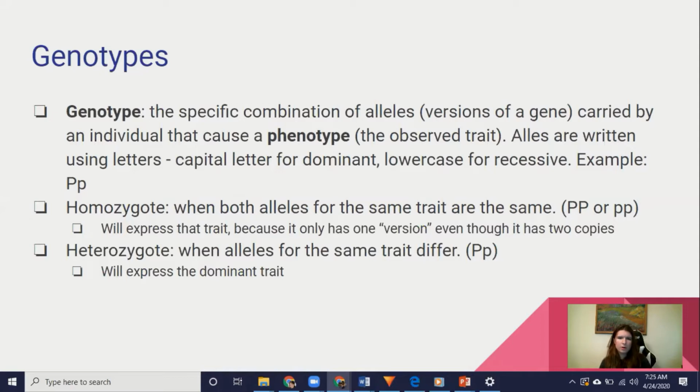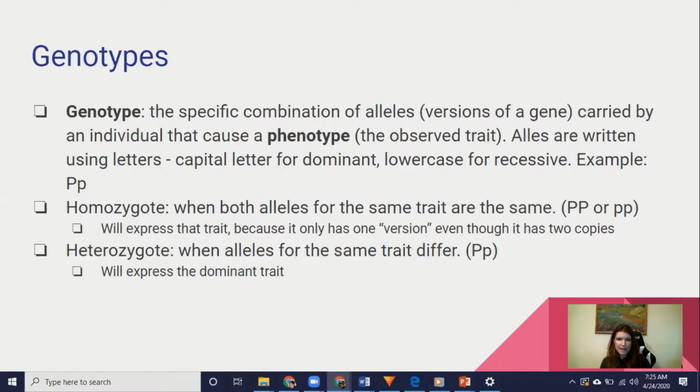Further, when we're talking about homozygotes, we're going to specify whether they have two copies of the dominant version, or two copies of the recessive. So if we had two capital Ps, two purple flower genes, purple is a dominant trait, so we'd call capital P homozygous dominant, or lowercase p would be homozygous recessive. So that would be a white flower.